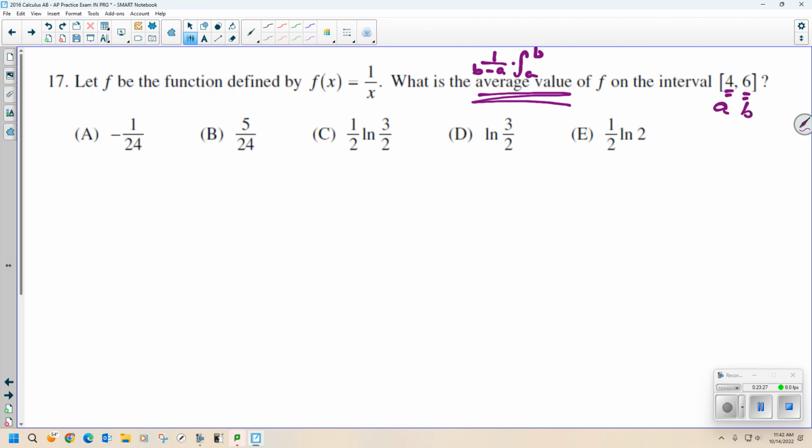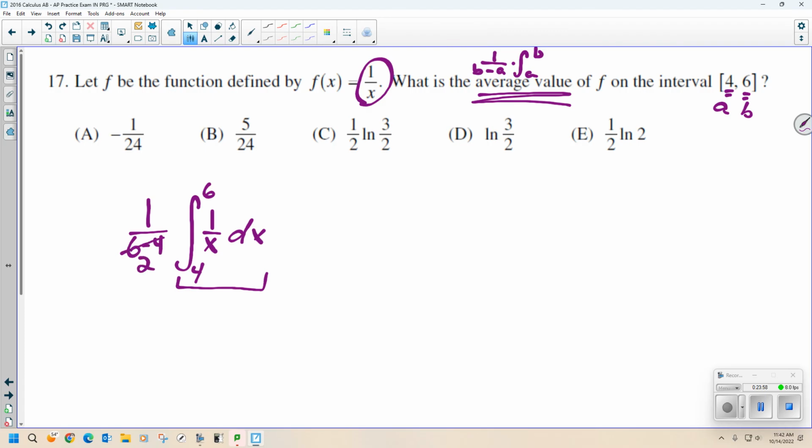A will be 4 and B will be 6. I'm going to integrate this from 4 to 6. Over that span of 2 units, if I'm trying to average 2 tests, don't I add up the test scores and divide by 2? This is like adding up the test scores because I'm adding up all that area under the curve. And if I multiply by 1 over 2, isn't that like dividing by 2? It is. So you just got to realize that.